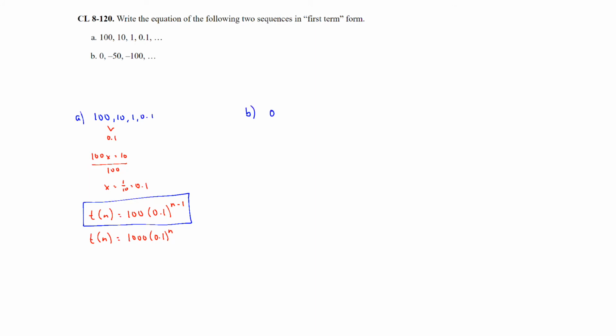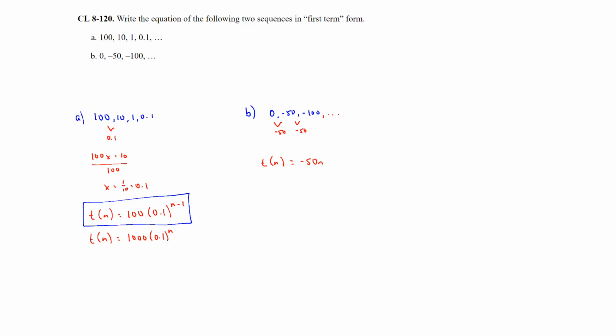B, 0, negative 50, negative 100. So on this one, we subtract 50, and so on. So we will use first term form again, and this would be an arithmetic sequence because we have a common difference of negative 50. So we start with the first term, which is 0, and then we're going to add negative 50 in. So I'm going to write negative 50 in, and then usually we would say we started at 0. Now obviously the plus 0 doesn't necessarily matter in this problem.